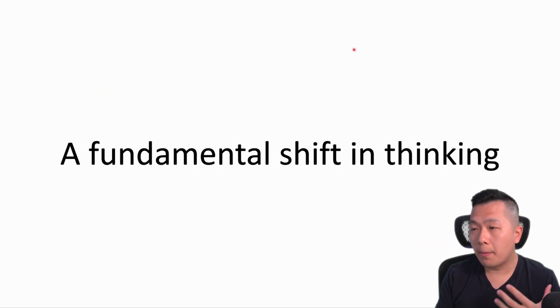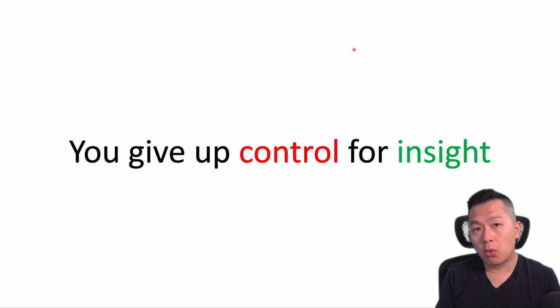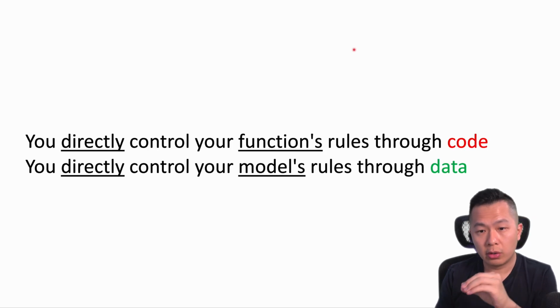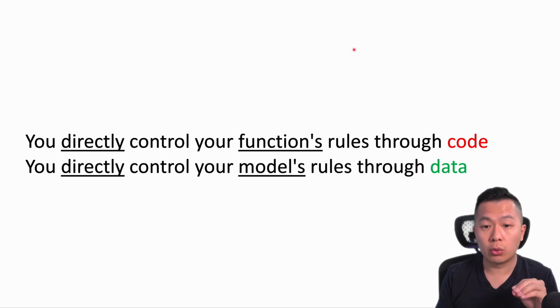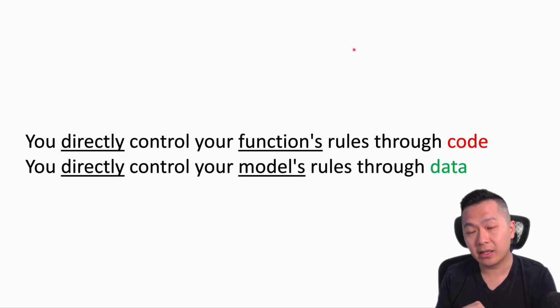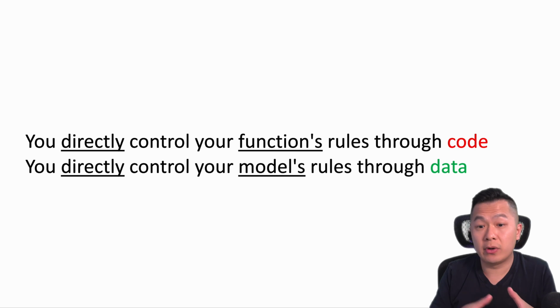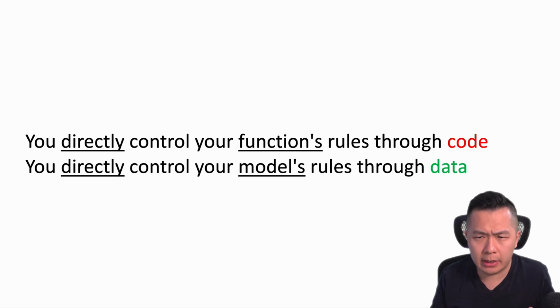So if machine learning is so challenging to get right, why do it? Well, you need to have a bit of a fundamental shift in thinking. You are giving up control for insight. You directly control your function's rules through code. You directly control your model's rules through data. Let's say you have a fairly complex set of custom behavior that can happen. The easiest way to spot this is if your function has a bunch of nested if statements or a large switch case that branches pretty deep.